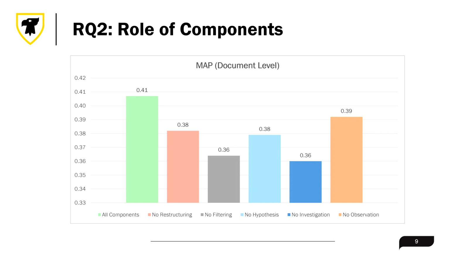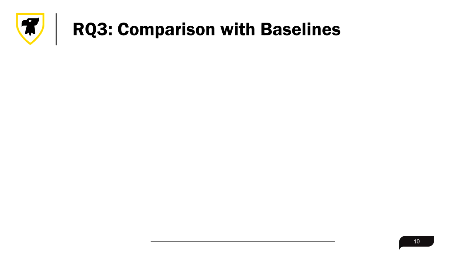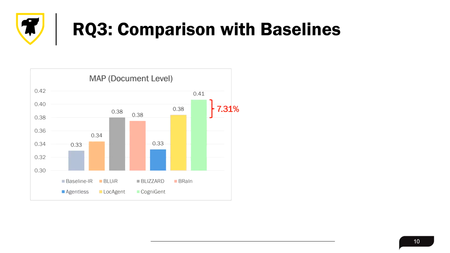Then we also measure the impact of the different agents that we have incorporated, and you can see that they are contributing significantly towards the overall performance. And then we also compared our technique against different baselines, and as you can see, our technique was able to outperform the baselines. So let's do a bit of summary.